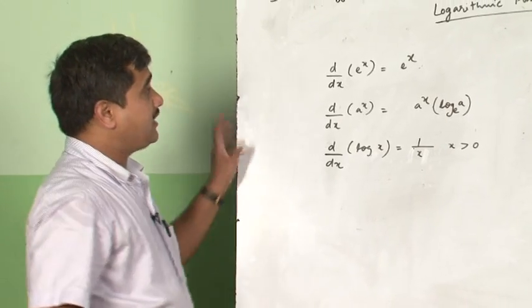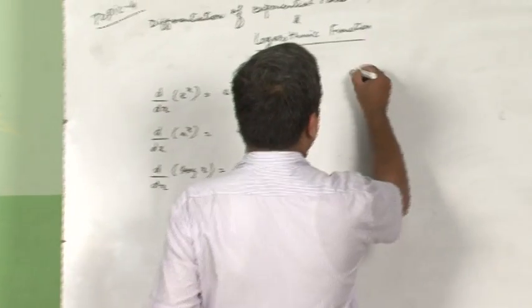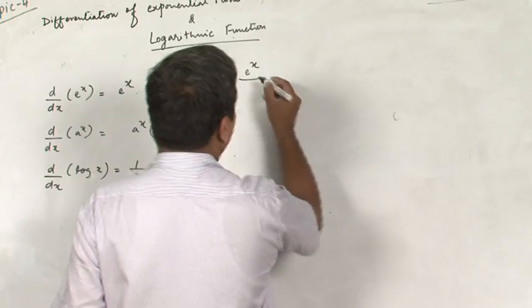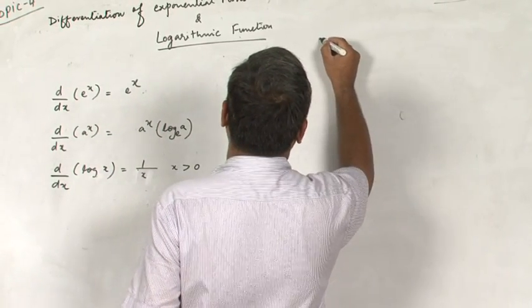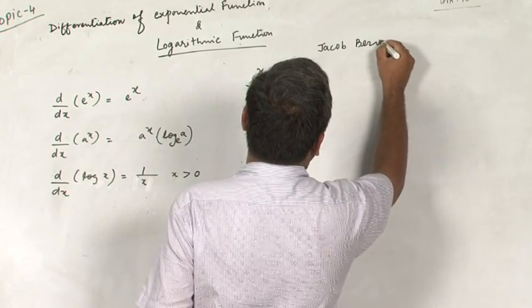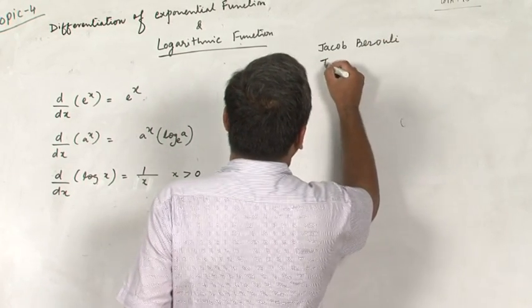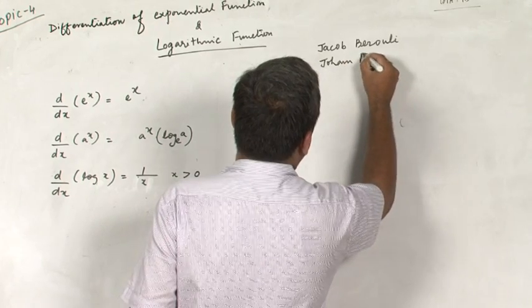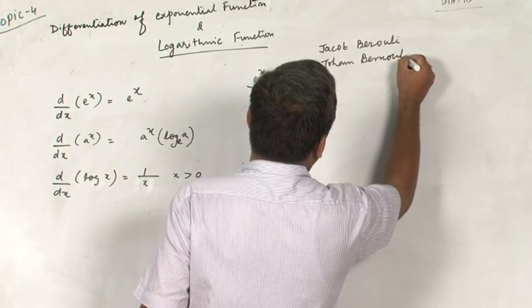Now, dear children, I will tell you what is exponential function. A brief account I will give you. This function was invented by Jacob Bernoulli and Johann Bernoulli.